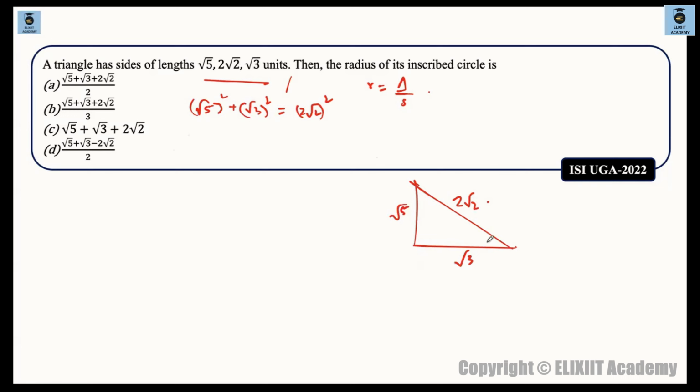So this was the main observation over here, because if this is a right angle triangle, so it's easier to find delta. Delta can be found using half into base into height. Otherwise, if you do not observe this thing, then what will happen? Then you have to find delta. Achha, let's see. So R is delta upon S. So what is delta? Delta will be half into base into height. So half into base √3 into height, माने √5.